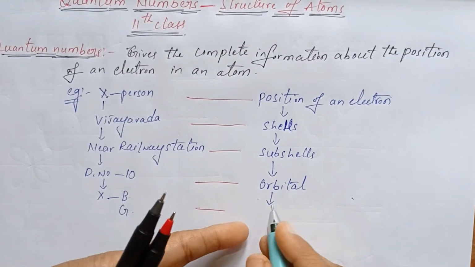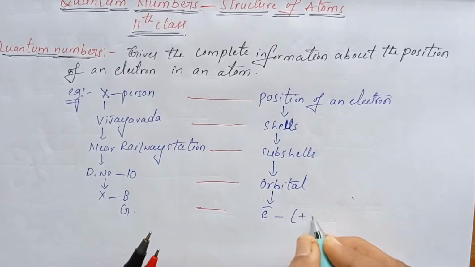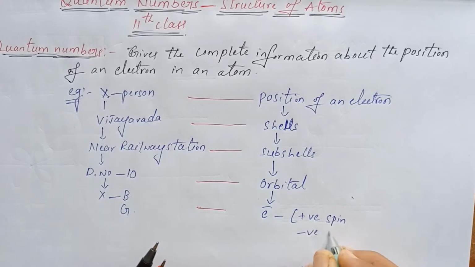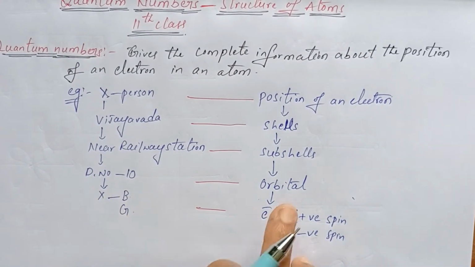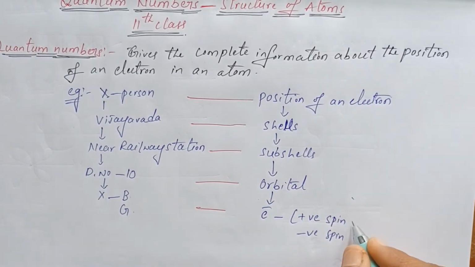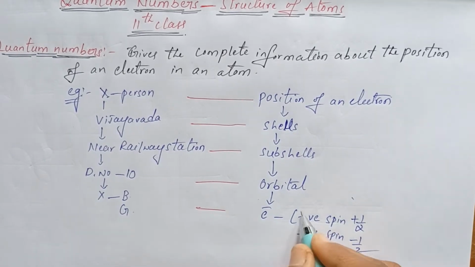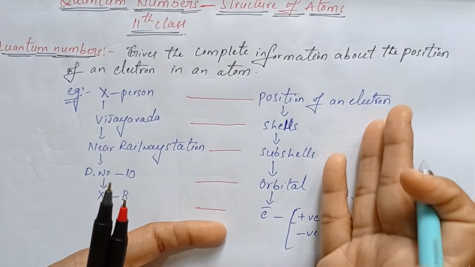After that, that electron, is it positive spin or negative spin? Are you understanding? So here I told you that person is a boy or a girl. Like that only, that electron is positive spin or negative spin. Positive spin is nothing but plus half. Negative spin is nothing but minus half, students. Are you clear? So this is the address of an electron, student.